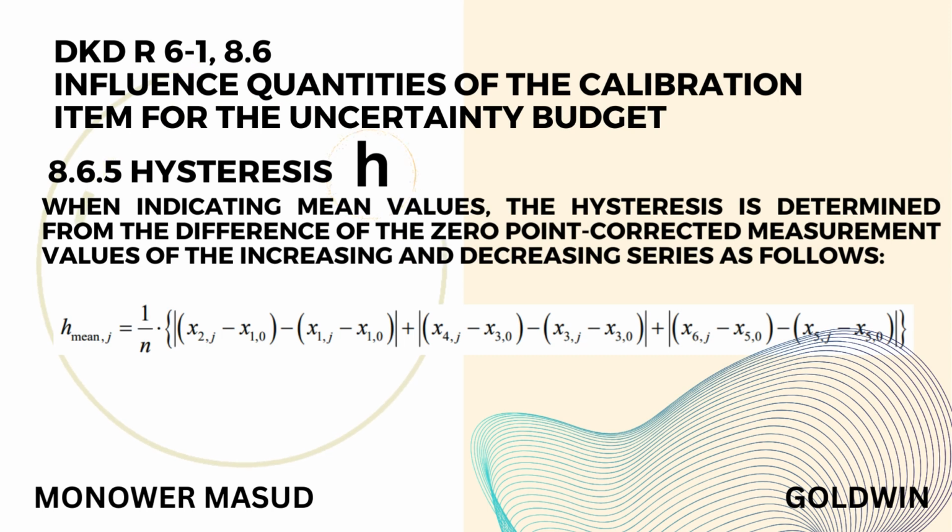Hysteresis, H. In DKD-R 6:1, hysteresis H is calculated by finding the difference in zero-point corrected measurement values between the increasing and decreasing series when indicating mean values.